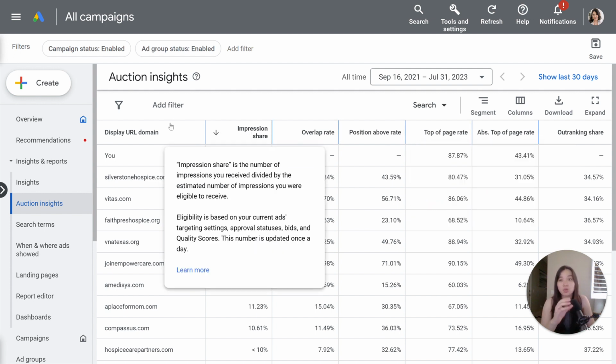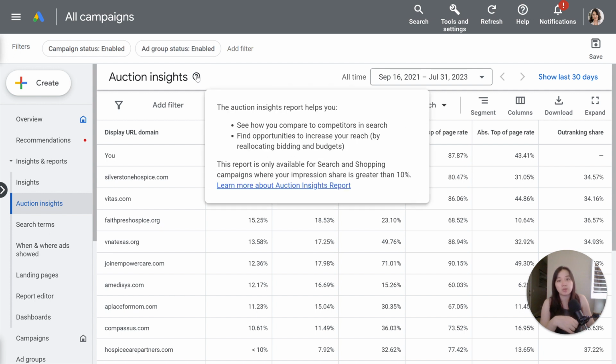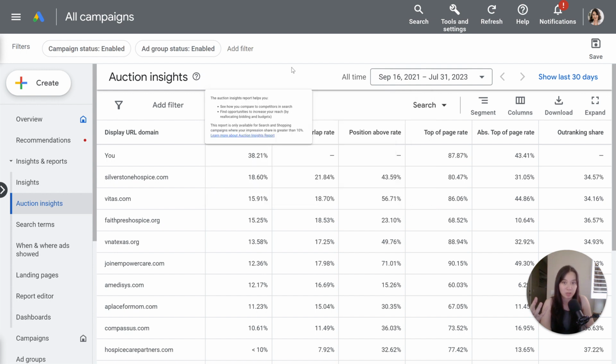I'll take you through each one, or the most important ones that I leverage in order to make the best decisions. But I just wanted to show you that this report will allow you to compare yourself to your competitors that are in the same auction as you. So essentially they're bidding on the same terms as you or overlapping terms, and it will allow you to see what opportunities you have to increase your reach if you were to increase your budget.